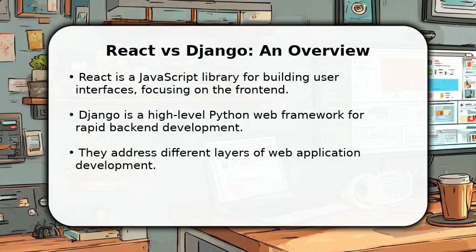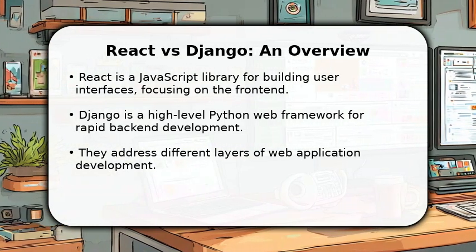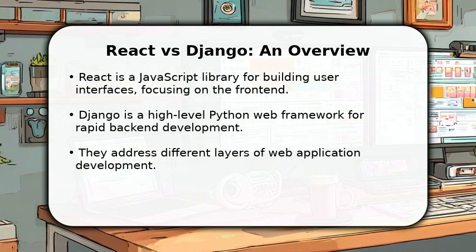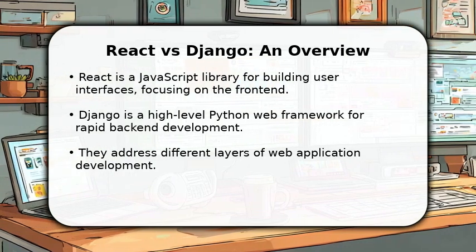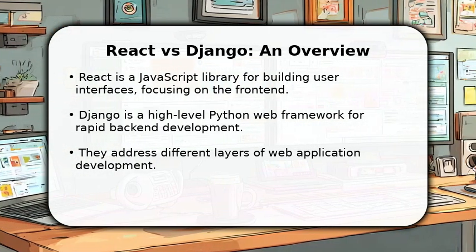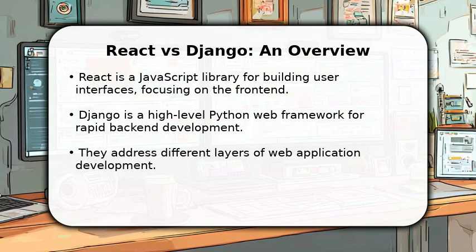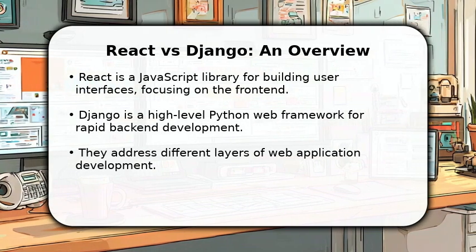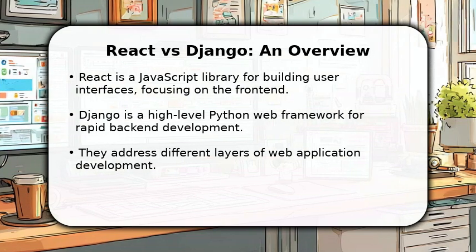In this video, I will compare React versus Django. React is a powerful JavaScript library, primarily used for building dynamic and interactive user interfaces on the front end. On the other hand, Django is a comprehensive, high-level Python web framework designed for rapid backend development, offering a batteries-included approach. Understanding their distinct roles is crucial, as they address different layers of web application architecture.